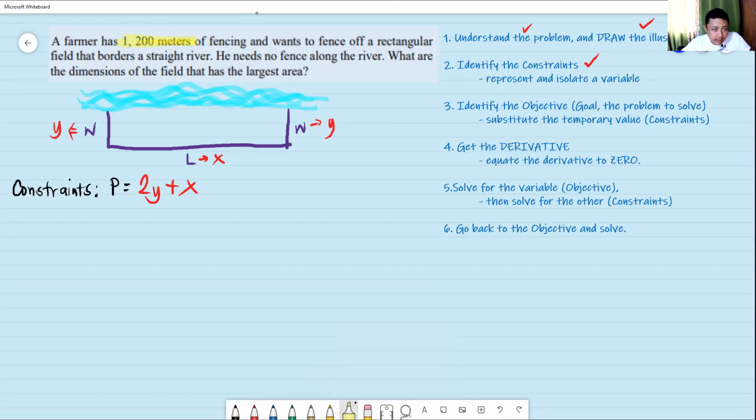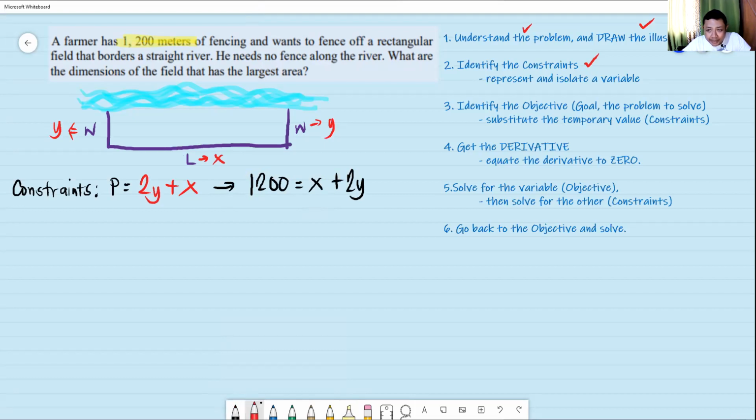And so, by using already our given, which is 1,200 meters, let me highlight that, then we can already substitute the value. So, this will become, ready? 1,200, that's the perimeter, is equal to 2y plus x. Unahin na natin si x, hindi sila sanay na una si y. X plus 2y. After that, okay, that's our constraints.